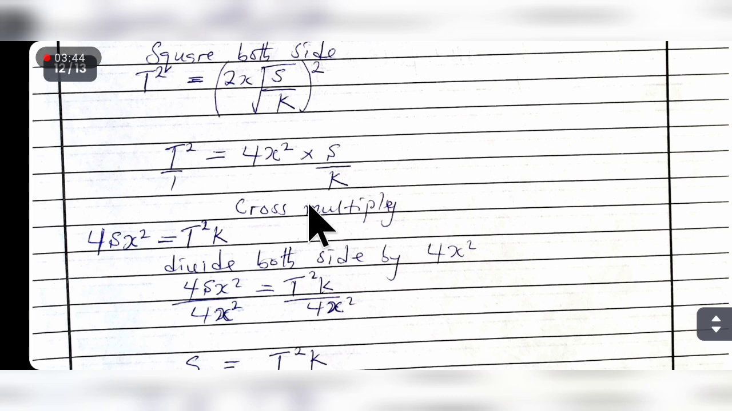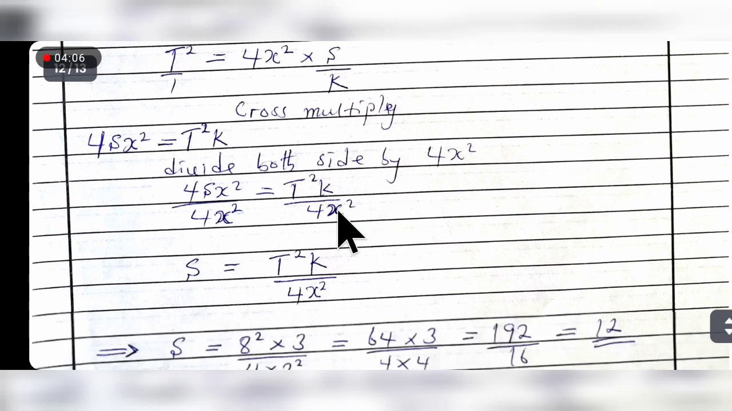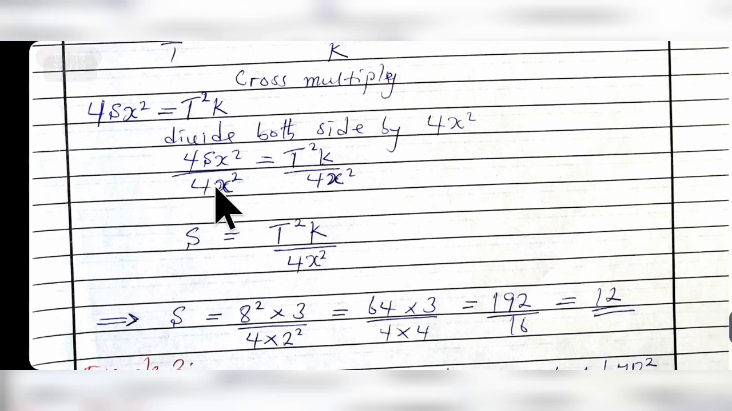So by the time you cross multiply, you are going to have 4s² times x, all times 1, is still 4s²x. Then you have t² times k, which is t²k. Then divide both sides by 4s². By the time you divide both sides by 4s², 4s² will cancel 4s². You are left with x, which equals t²k over 4s².